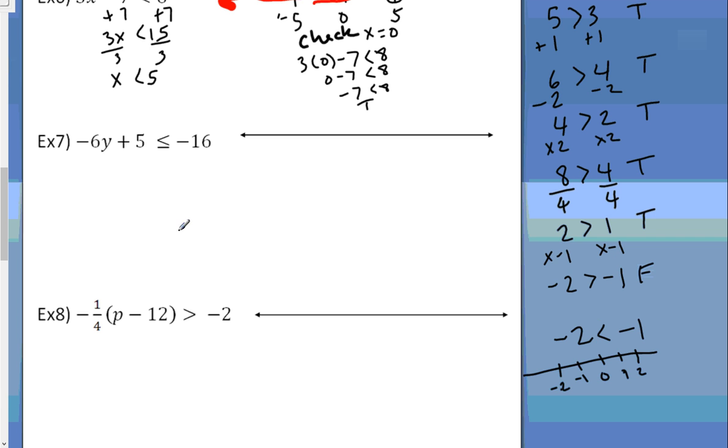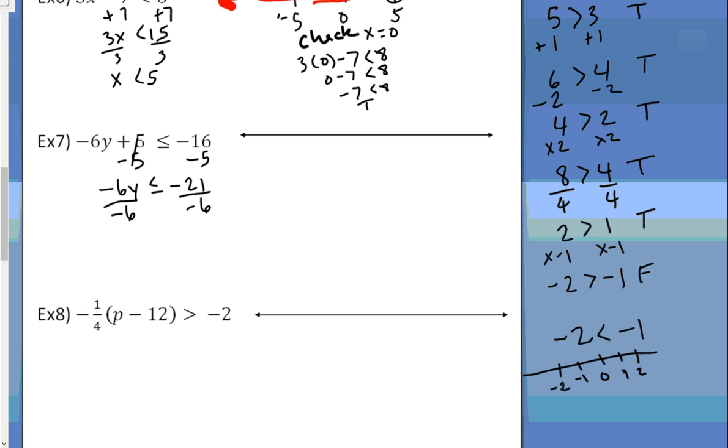When you multiply or divide both sides by a negative, you have to flip the inequality. Okay? All right, so let's do this problem now. Subtract 5 from both sides, or add a negative 5 to both sides, right? Those make 0. We're left with negative 6y is less than or equal to negative 16 minus 5, which is negative 21. Is that right? Yeah, negative 21.